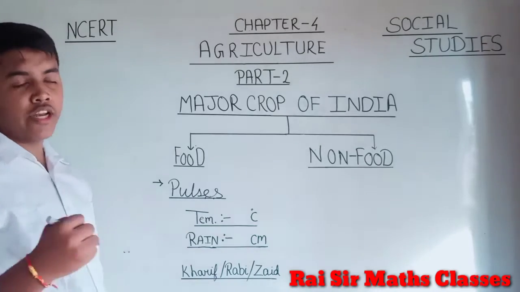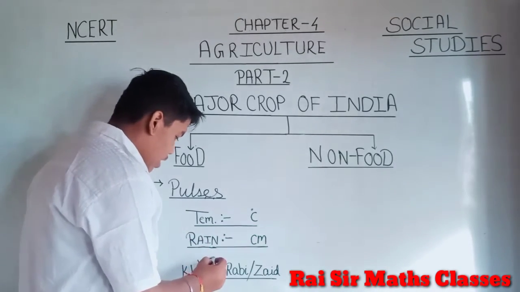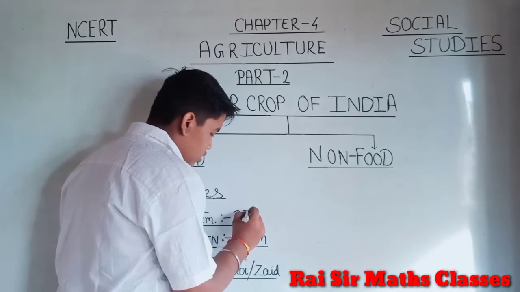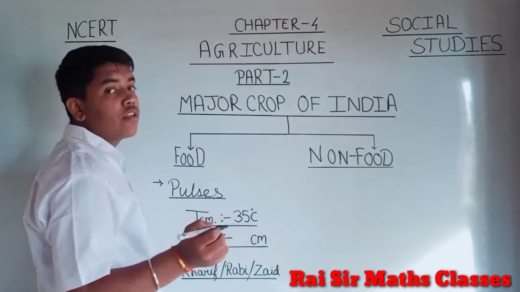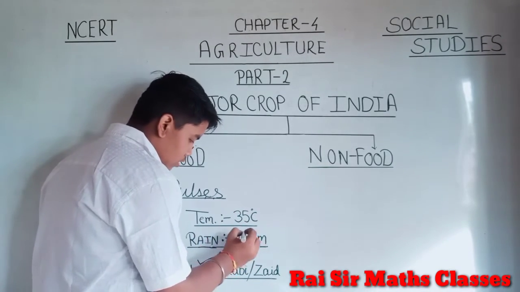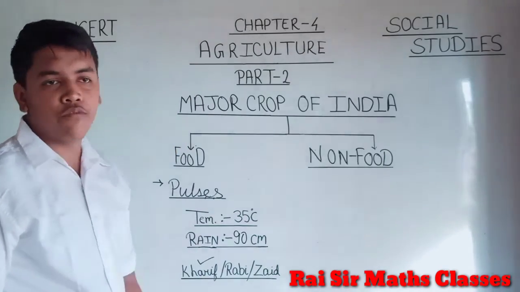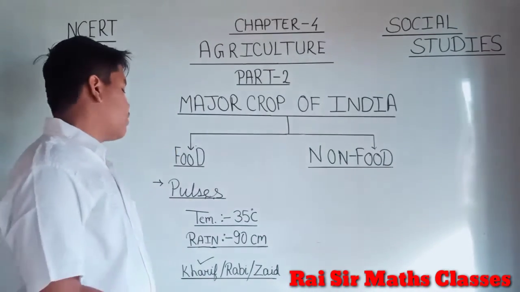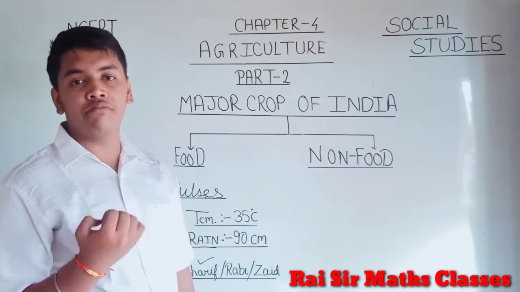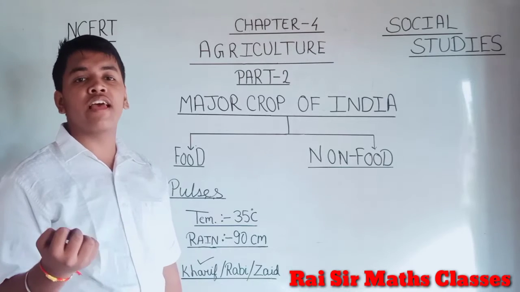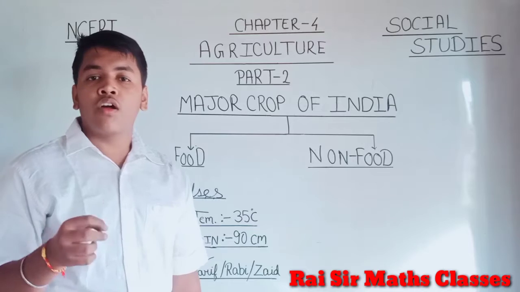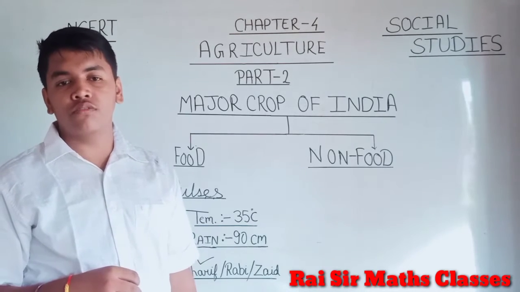So we are going to put it in terms of Kharif. It requires 35 or near 35 degrees Celsius and 90 centimeter of rainfall. Apart from this, pulse is also very important in nature, as pulse helps in the fixation of nitrogen, or we can say atmospheric nitrogen.